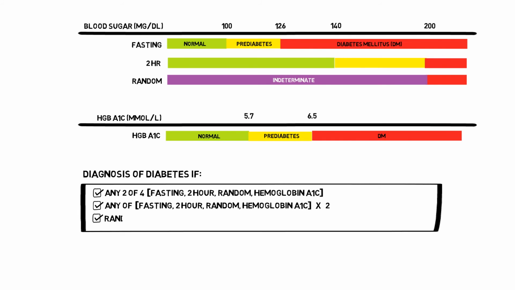Lastly, if we have a random blood sugar greater than 200 in the setting of either polyuria, polydipsia, or unintentional weight loss, we do not need to repeat. That is adequate to make the diagnosis of diabetes.